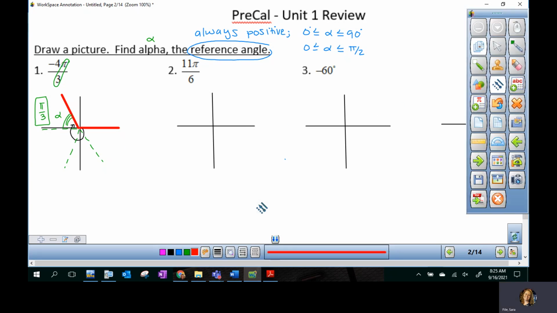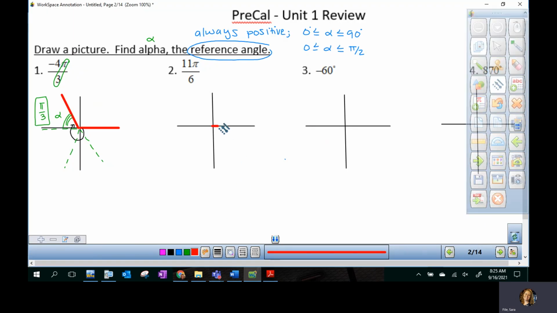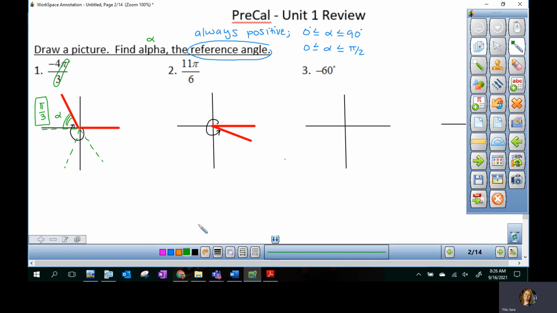Okay, 11 pi 6. Hopefully, you can use your unit circle. You can say, oh, 11 pi 6, that's right here in quadrant 4. If I need to draw that, here's my initial side. I go around almost all the way, 11 pi 6. A full circle would be 2 pi, which would be 12 pi 6. So how short am I from a full circle? What is the size of that reference angle? Pi 6, you can see it right there, pi 6.